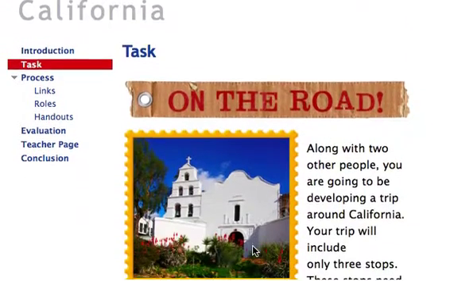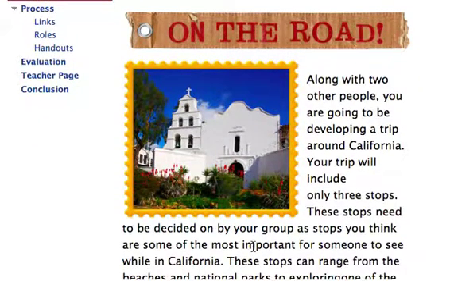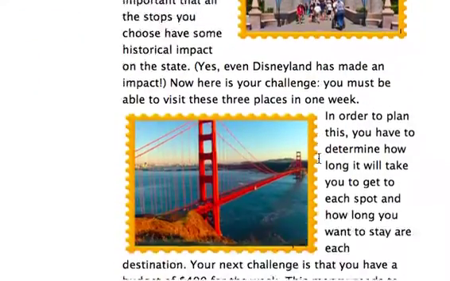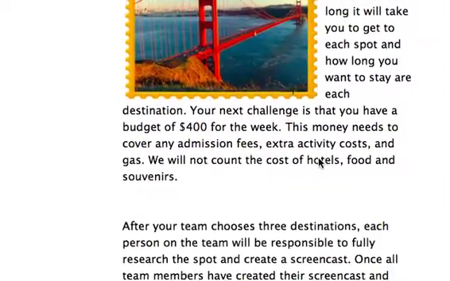And on this task page, it gives a little more detail on the project and what their tasks will be. Overall, their task is to choose 3 destinations in California that they feel exemplify great aspects of California and its history. And they're going to be doing this in groups of 3. So I have some pictures here of some popular spots in California.